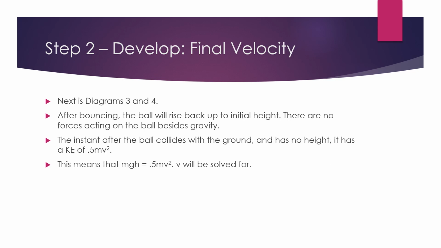Next is diagrams 3 and 4. After bouncing, the ball will rise back up to initial height. All kinetic energy becomes gravitational potential energy again. There are no forces acting on the ball besides gravity. But the instant after the ball collides with the ground and has no height, it only has kinetic energy. This means that mass times g times the height is equal to 1/2 the mass times the final velocity squared. The final velocity will be solved for.